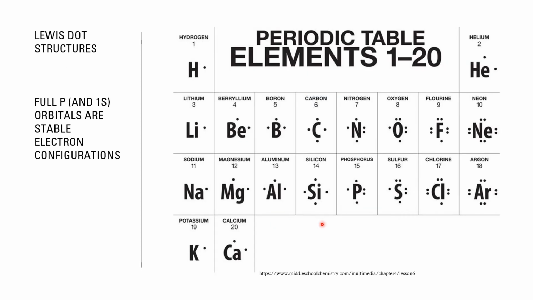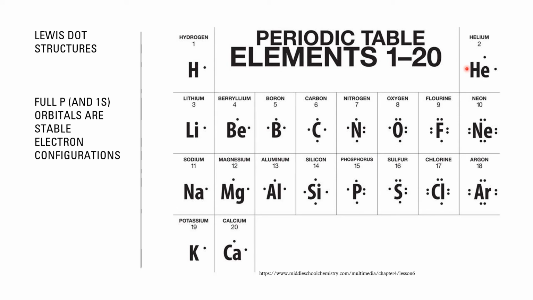Now, if we look back at our Lewis diagrams, I've also made a note here in brackets that full 1s orbitals are also stable electron configurations. So when we're looking at hydrogen and helium here, they don't actually have to fill up all the way to 8 electrons.